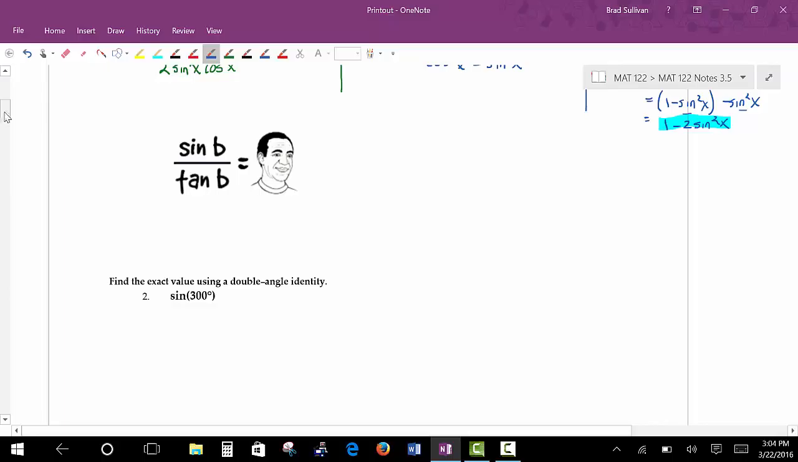Okay, so let's see what's kind of going on with this thing here. I got this guy's face here. I don't know who this guy is, but maybe this trig expression will help us to figure this out.